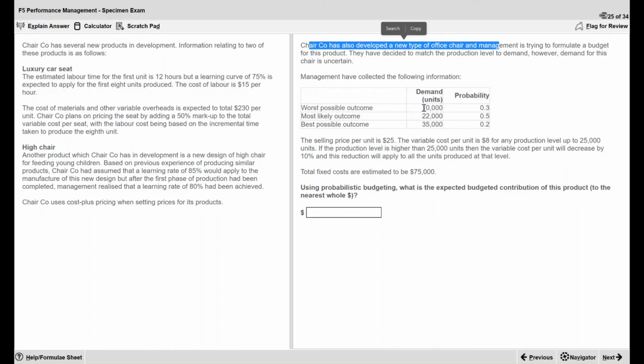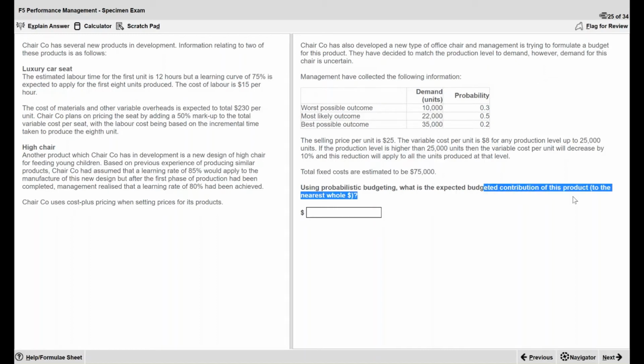We have worst possible outcome, most likely, and best possible outcome. The selling price is 25. The variable cost per unit is 8 for any production level up to 25,000 units. If the production level is higher than 25,000 units, then the variable cost per unit will decrease by 10%, and this reduction will apply to all units produced at that level. Total fixed costs are estimated to be 75,000.